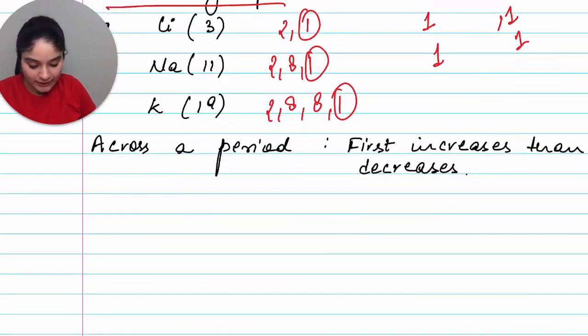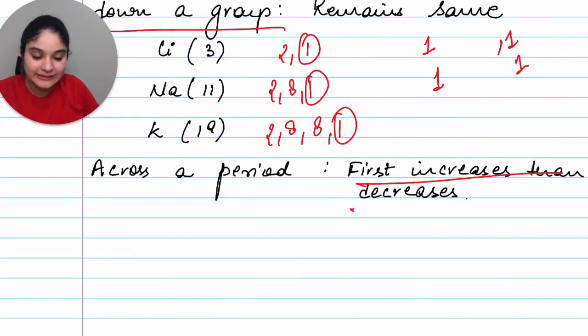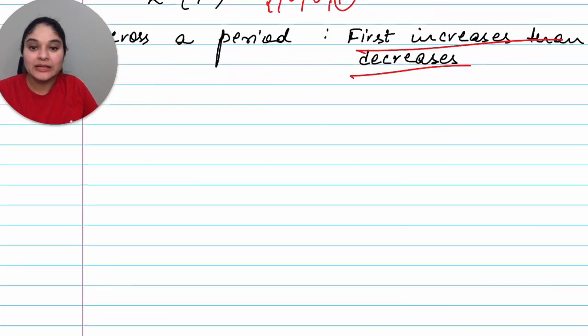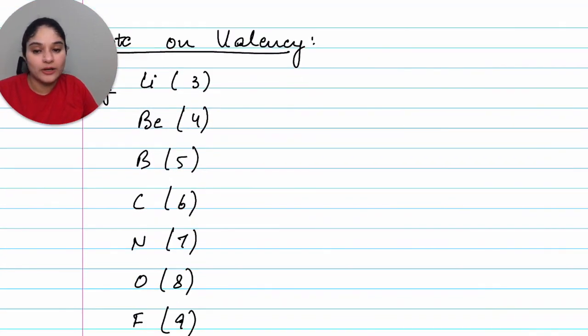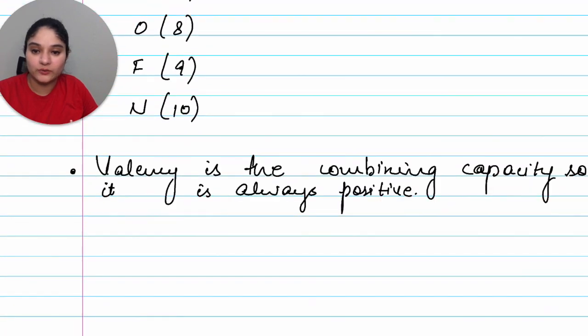Let's come back on valency. So first increases, then decreases. Okay students, let's move ahead. Now, note on valency. I already explained you all the examples, so that's fine. Now, valency is the combining capacity, so it is always positive. Okay, because it is combining with something, always positive.